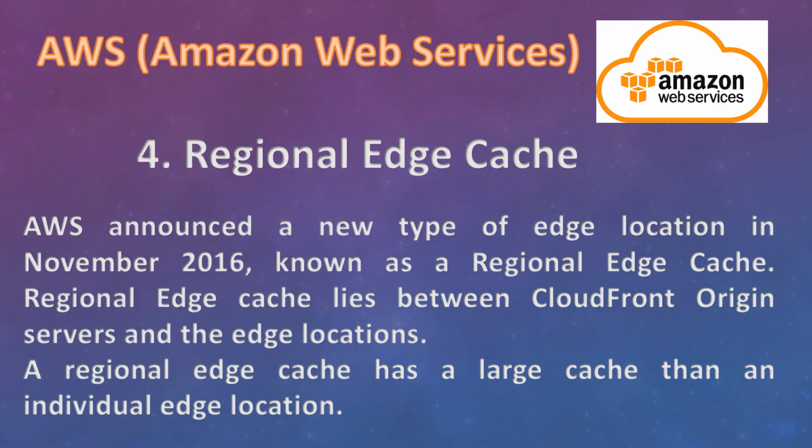Fourth and last AWS global infrastructure is regional edge cache. AWS announced a new type of edge location in November 2016, known as a regional edge cache. Regional edge cache lies between CloudFront origin servers and the edge locations. A regional edge cache has a larger cache than an individual edge location.